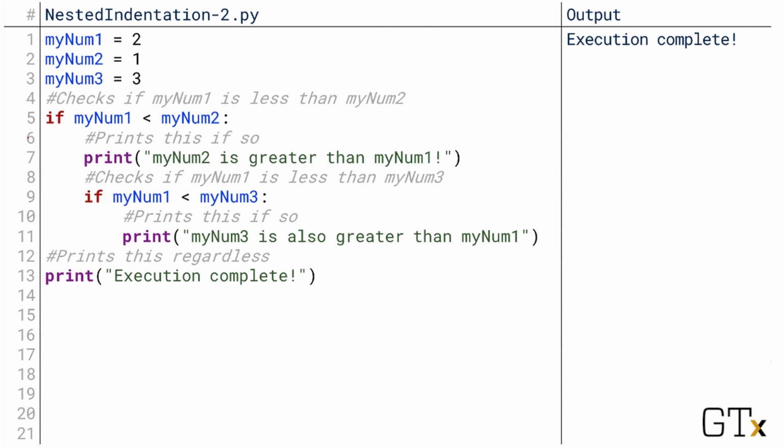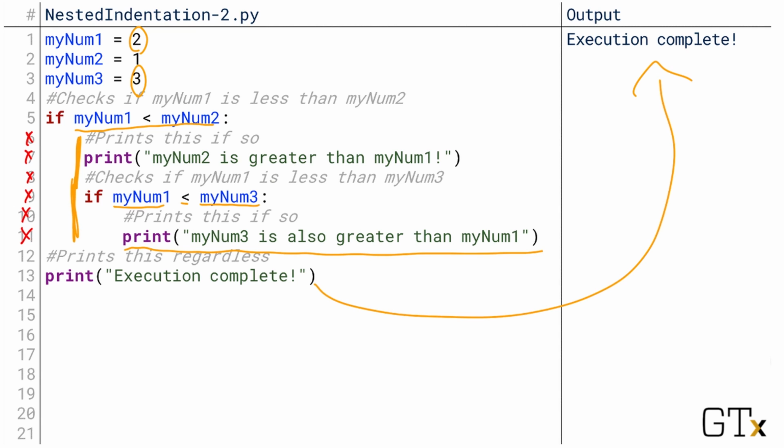As a result, the code skips this entire indented block. It runs none of the code that was indented underneath that control structure because that condition was false. Notice though, it would have been true that mynum1 is less than mynum3. mynum1 is 2, mynum3 is 3, and so it still would have been true that mynum1 is less than mynum3. But notice that this print statement never runs. The only thing that runs is our final print statement.